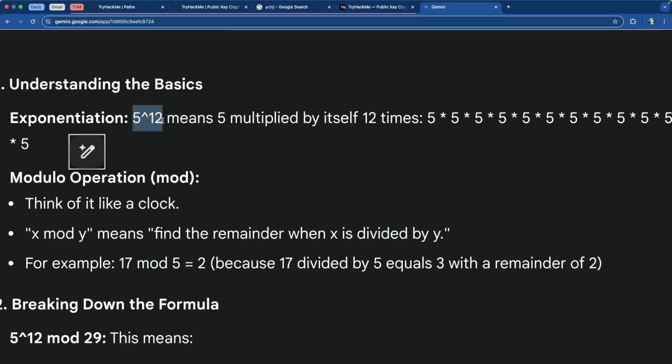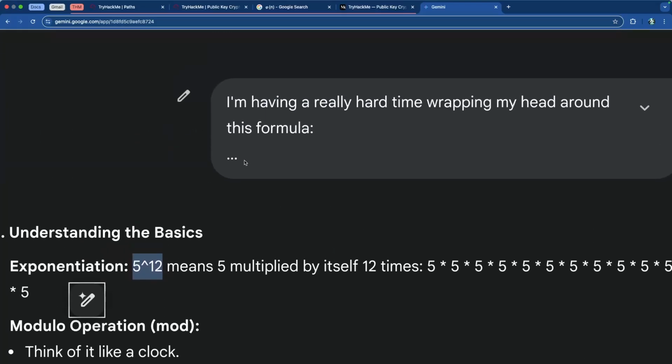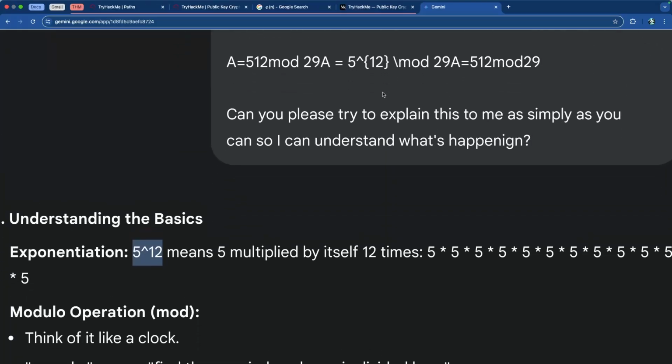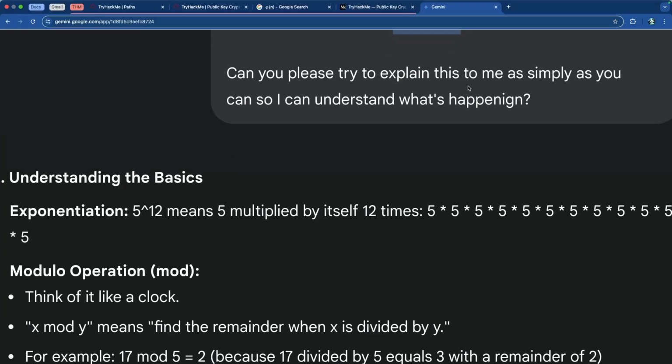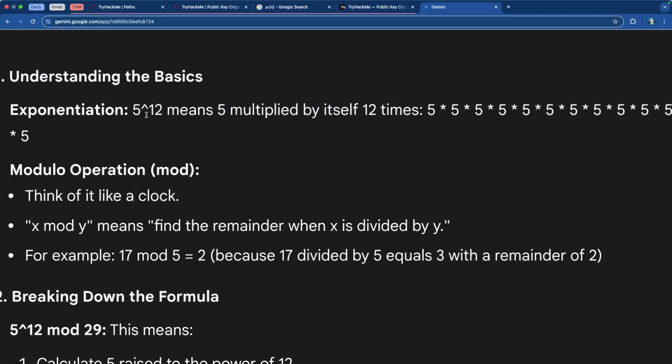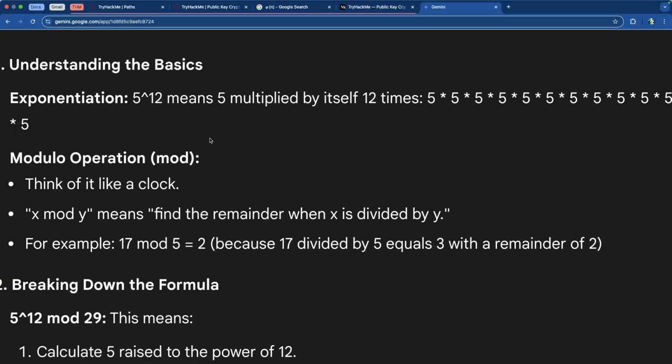So 5 to the power of 12 is the G to the power of A. Let me break this down right here. 5 to the power of 12 mod 29 essentially is 5 to the power of 12 divided by 29, and then that gives us the mod, the remainder, okay? So this is what we have. 5 to the power of 12 means 5 multiplied by itself 12 times. That's basically what that is.